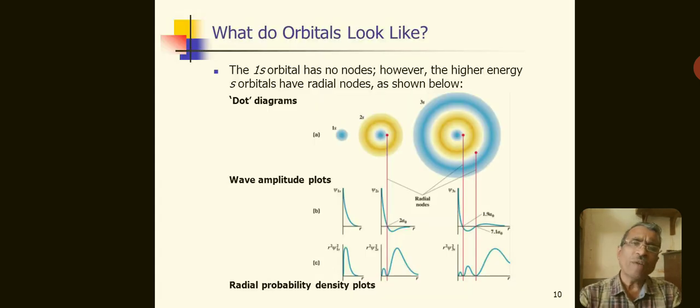This also shows the shape of the 1s orbital, 2s orbital and 3s orbital. The 1s orbital has no node, but the 2s has one node, which is represented by a white space, and the 3s orbital has two nodes, which are also shown by a white space. And also their corresponding diagrams, the radial probability density diagrams or radial probability distribution curves.